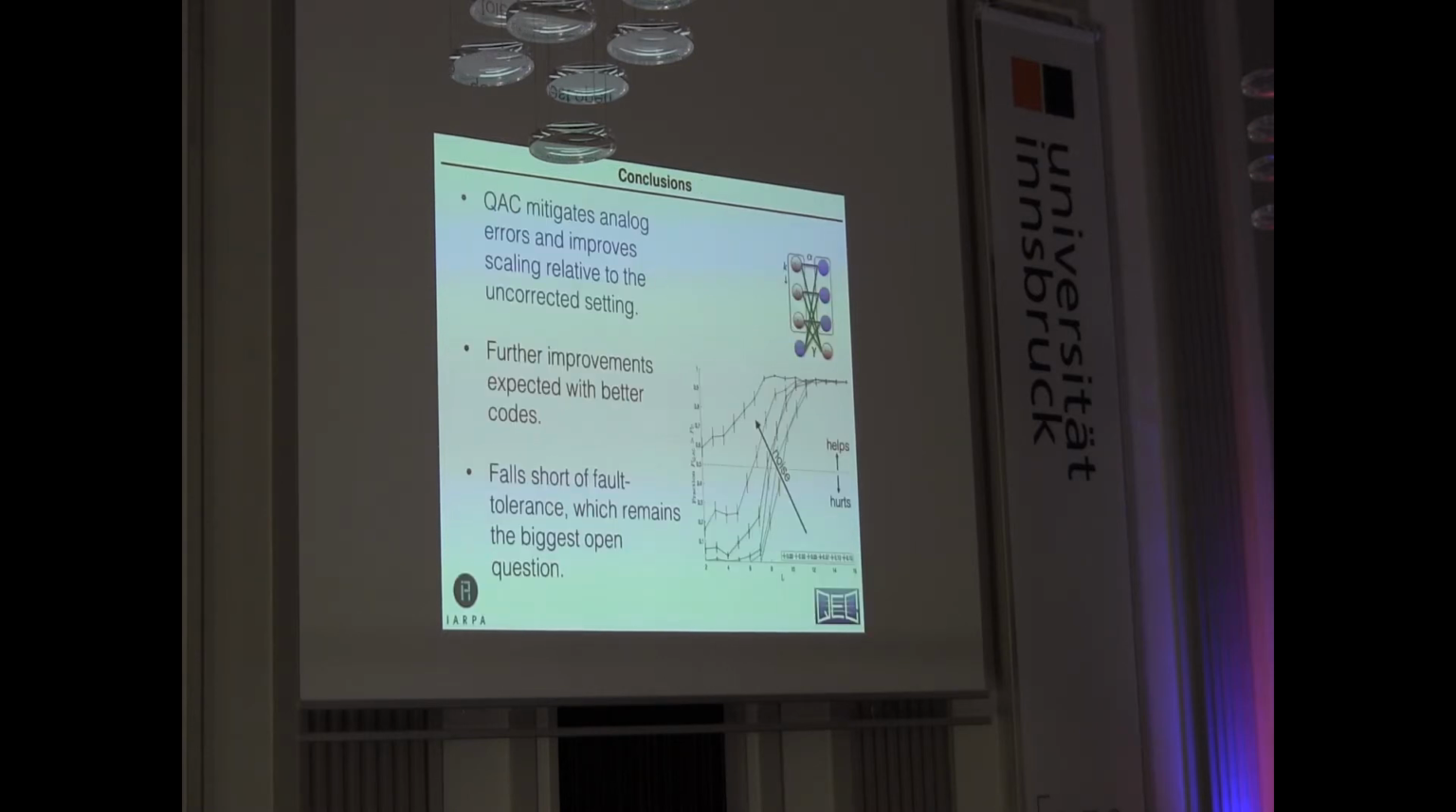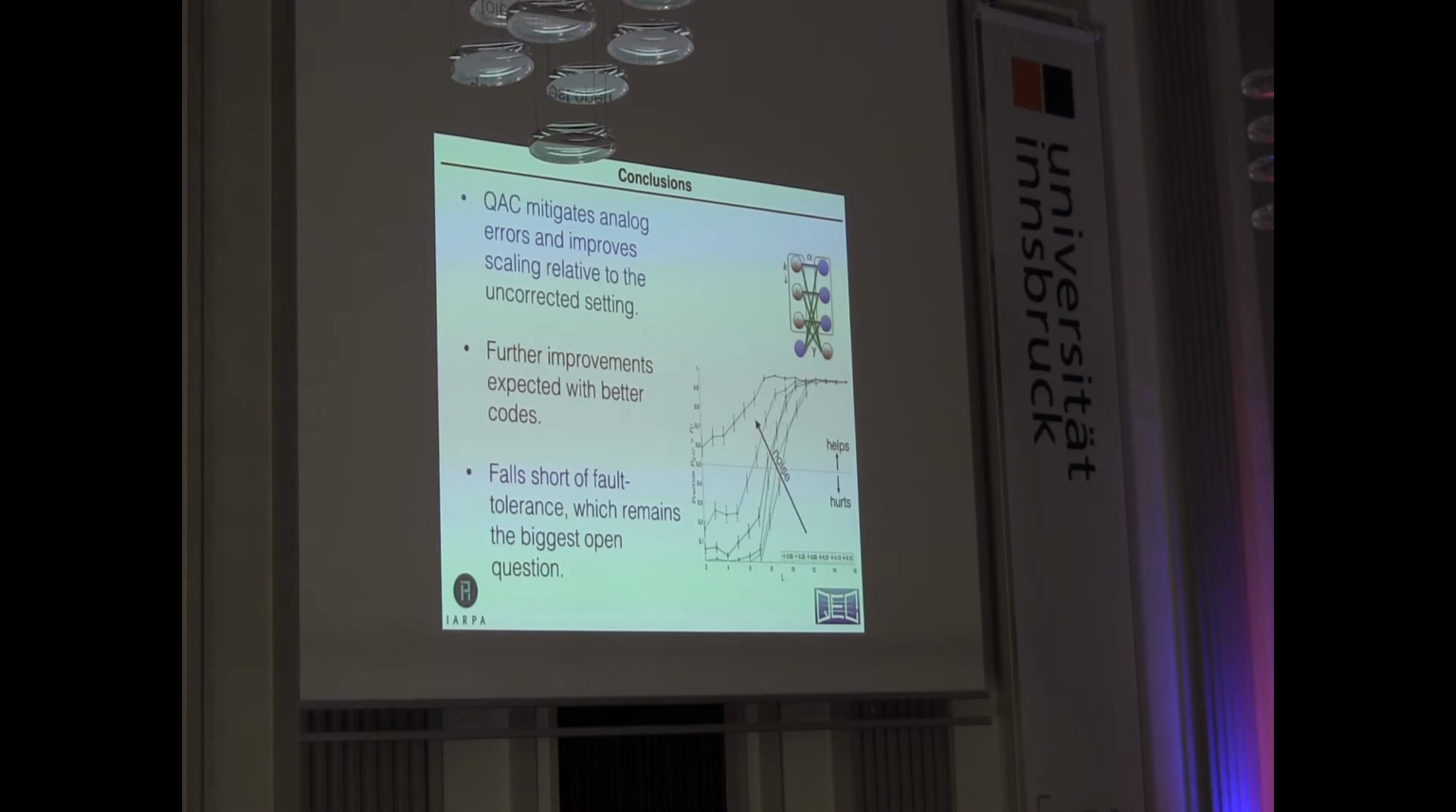Okay, so to summarize, the quantum annealing correction scheme mitigates analog errors. It doesn't totally overcome them, but it mitigates them and improves the scaling relative to not doing it, even if you allow yourself majority voting on multiple copies of the same problem. There's absolutely reason to expect that better codes will improve these results. The code that I showed you here is the simplest, most naive, and least effective of all codes that could be tried.